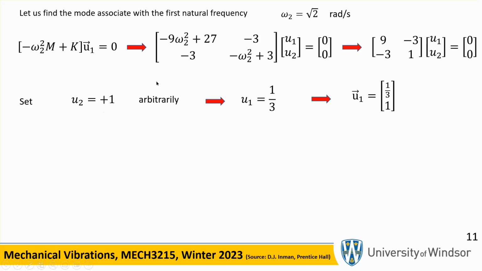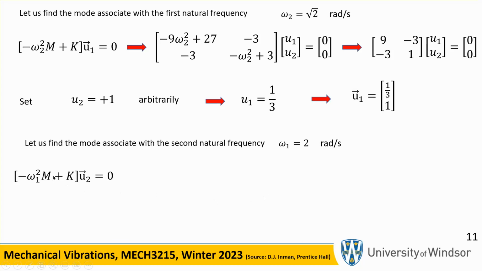It's just terrible. Okay, now let's go ahead and take the other frequency, omega 1 equal to 2. Plug it in the corresponding equation, except that instead of root 2, you have 2. Just plug it in here.